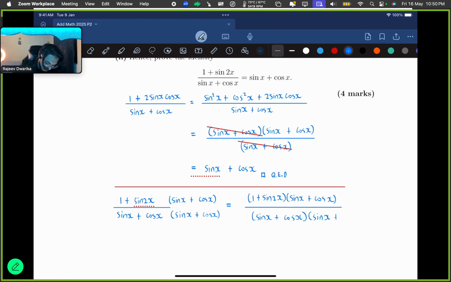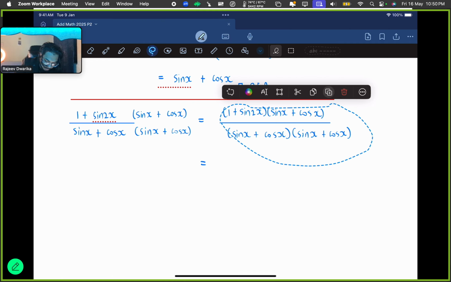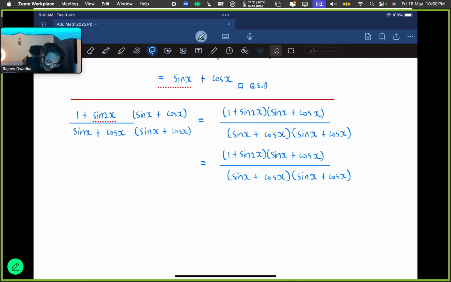Probably wondering, but what do you have to do next? Well, watch carefully. In the denominator, I can expand that. If I expand that, we know what we're going to get by now: sine squared x plus cos squared x. Well, okay, let me write it in that form so I don't confuse anybody.